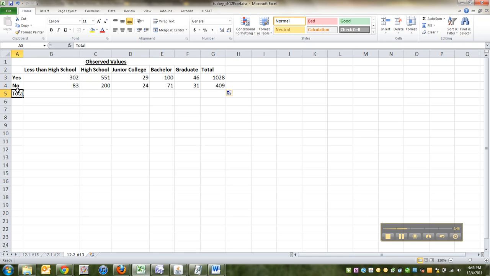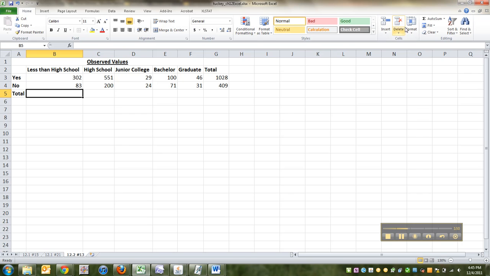All right, now over here, I'm going to find the total for all the columns. The beautiful thing is column totals you can do with AutoSum, right, like that. I can drag across. There you go. But if you want to see it, it's the sum of B3 and B4, right? All right, there we go. There's the observed values. Everything's grand.